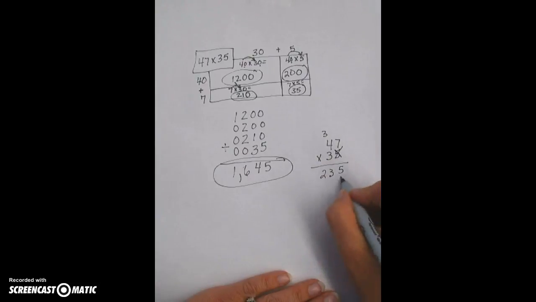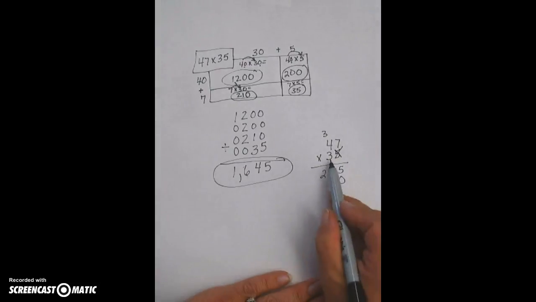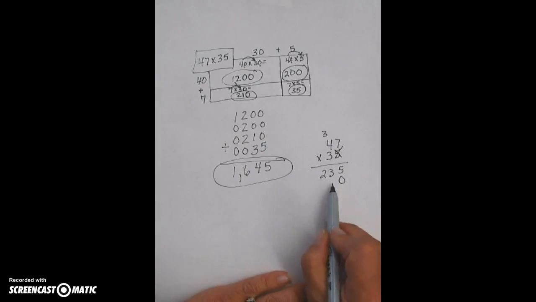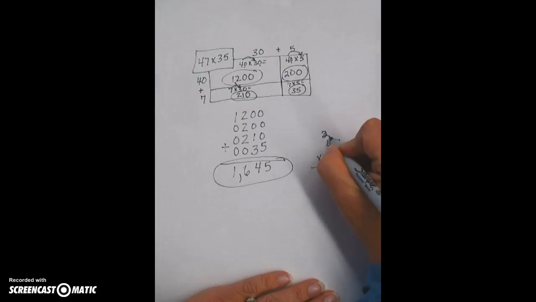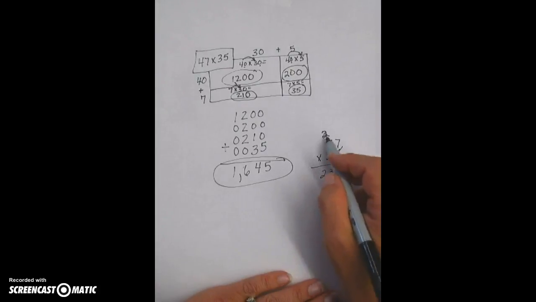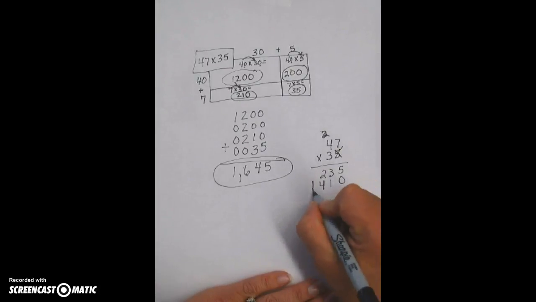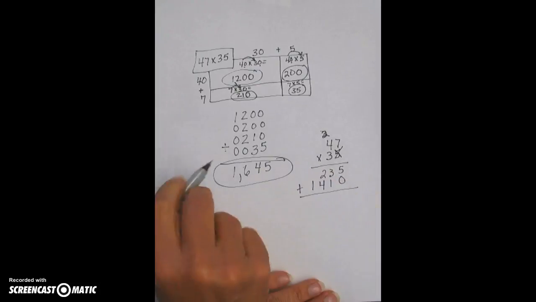I cross it out. I drop a zero placeholder because I'm in the second number. I need to be lined up underneath that second number. 3 times 7 is 21. Now I'm carrying a 2. 3 times 4 is 12, 13, 14. And then I add them together just like I did up here.